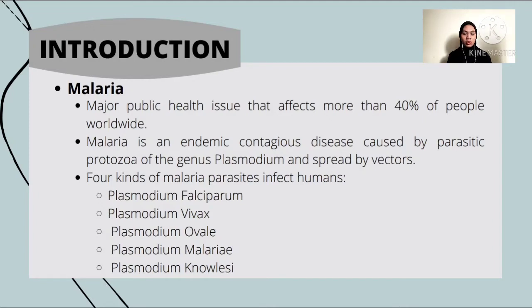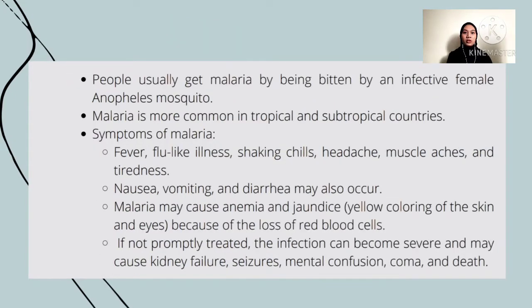The first is Plasmodium falciparum. The second is Plasmodium vivax. Third is Plasmodium ovale. Fourth is Plasmodium malariae. And the last one is Plasmodium knowlesi. People usually get malaria by being bitten by an infected female Anopheles mosquito. Malaria is common in tropical and subtropical countries.